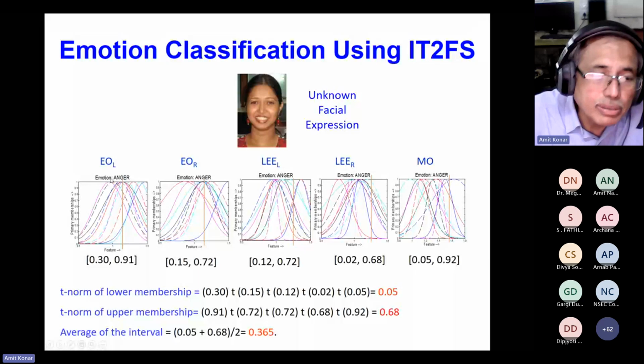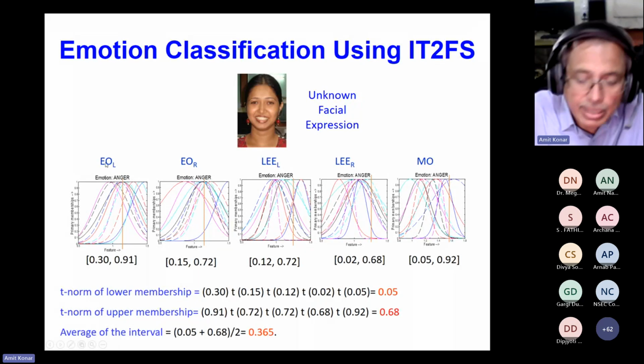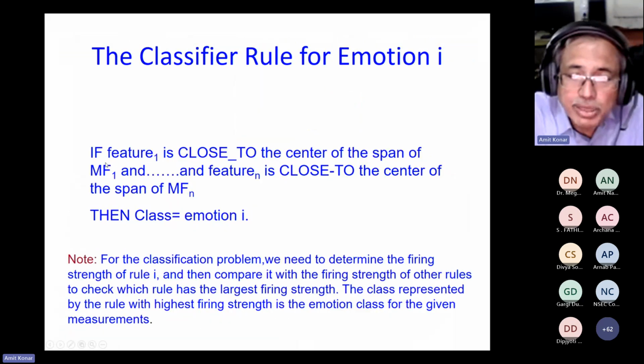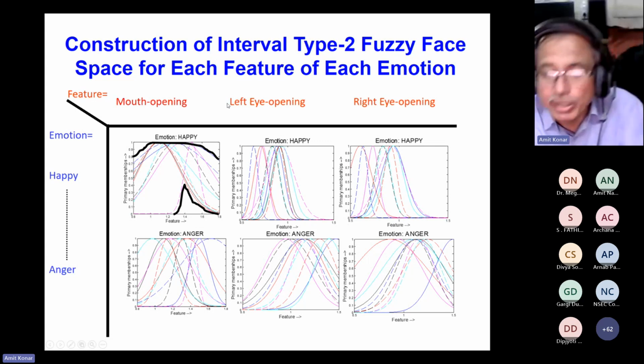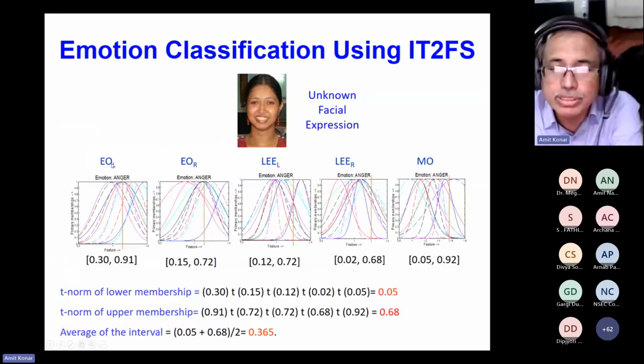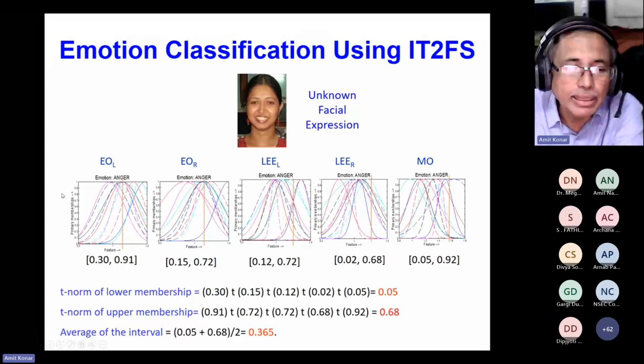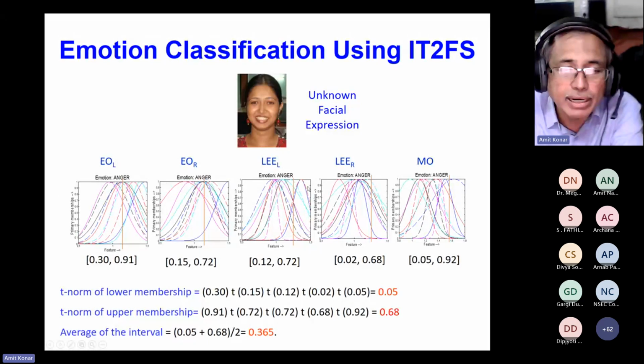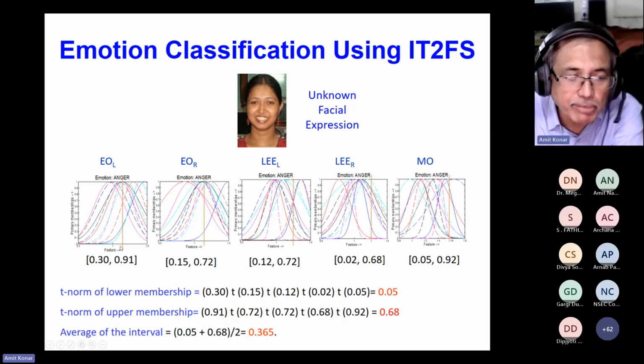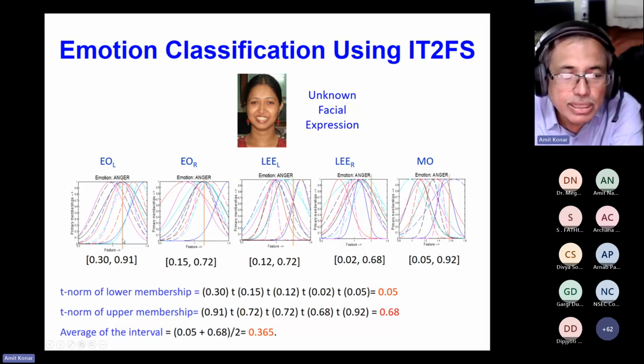Now, suppose these are the 5 features here. I have shown only 3 features for space, mouth opening, left eye opening, right eye opening, but I told you we have taken 5 features. And for the 5 features for emotion anger, we are getting maxima and minima here. I do not show the maxima and minima, but suppose these are the measurements of left eye opening, right eye opening, and the corresponding features. These vertical lines are the measurement values.